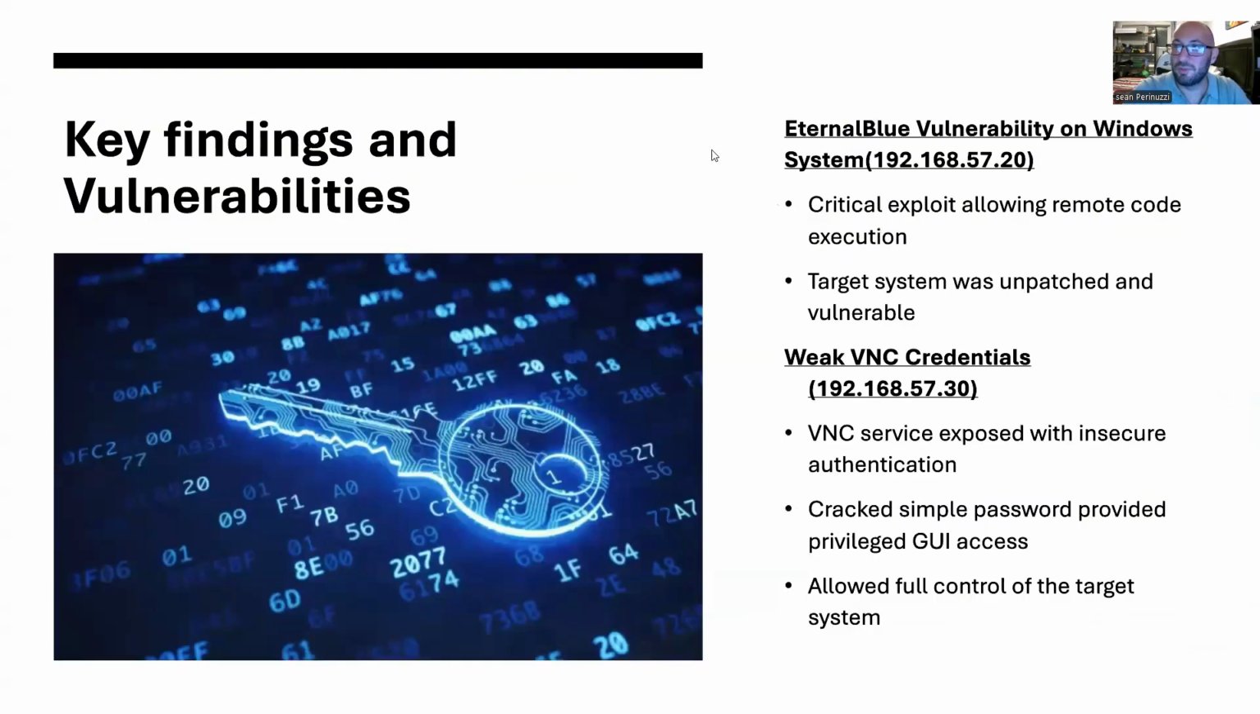Our key findings and vulnerabilities. The first one that we found was the EternalBlue vulnerability on Windows system with the IP addresses here. This is a critical exploit that allowed remote code execution, and it was able to be exploitable because the target system was unpatched and vulnerable. The second one that we found was the weak VNC credentials. It was exposed with insecure authentication and had weak credentials.